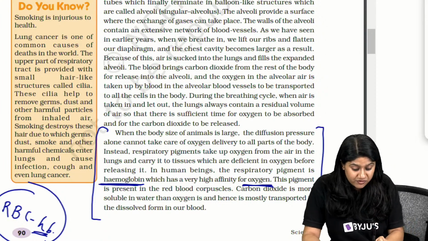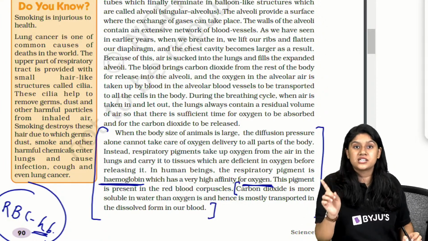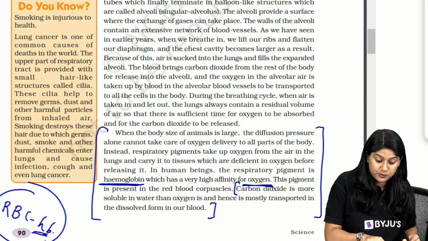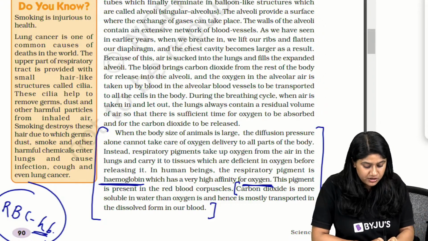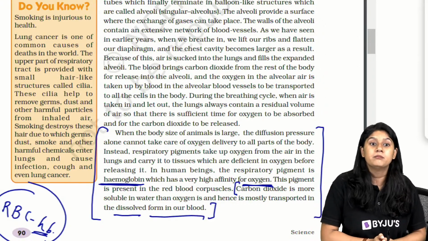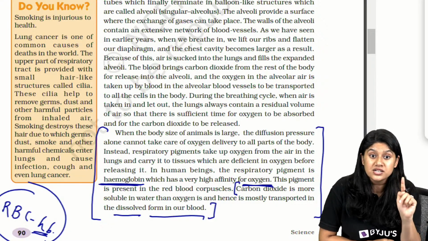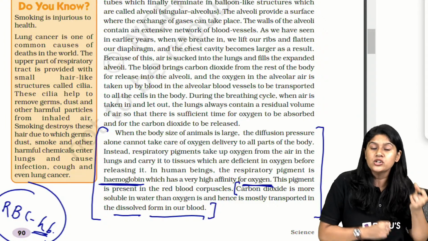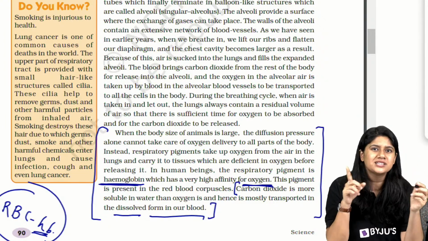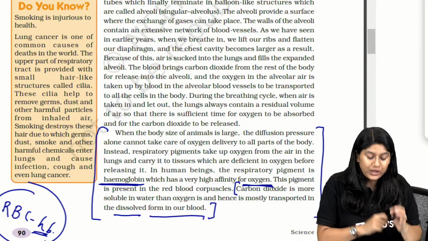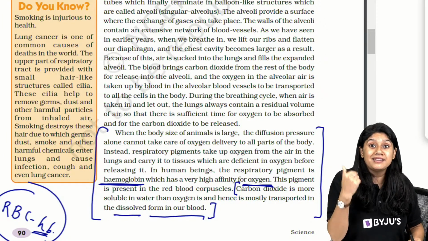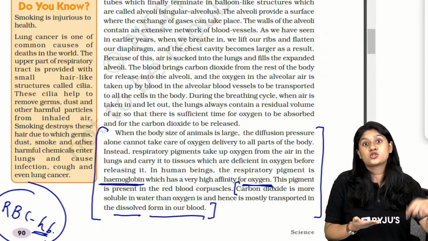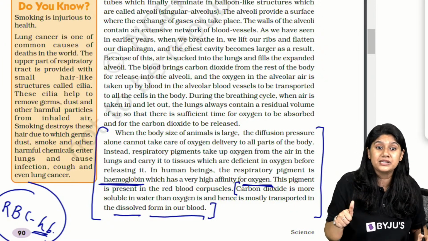And carbon dioxide. This is a very interesting question, everyone, which came last year. Carbon dioxide is more soluble in water than oxygen, and hence it is mostly transported in the dissolved form in our blood. This question came in the examination as an assertion and reason, on how the transportation of carbon dioxide happens. So we know that hemoglobin will be carrying the oxygen, but the CO2 transportation happens in the dissolved form in the blood. Everyone, are we clear with this?